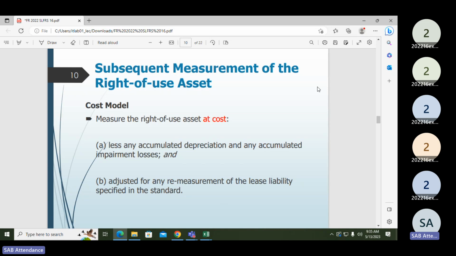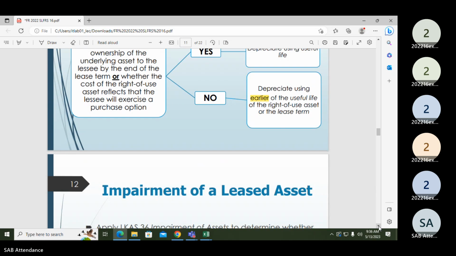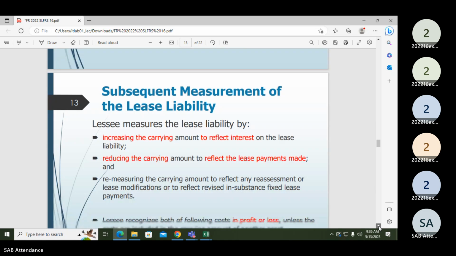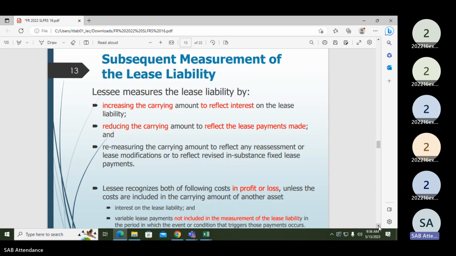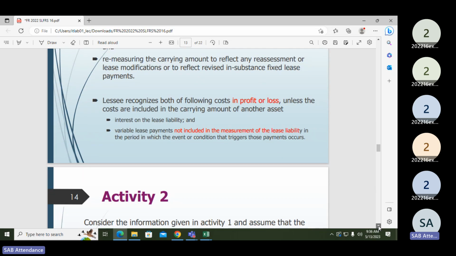Then under the cost model, we normally deduct the accumulated depreciation and, if available, any accumulated impairment losses. You know that cost minus accumulated depreciation is usual, but if an impairment loss is there, that is a write-off, and that also you can deduct. Same as PPE, that is applicable. Then the lease liability, subsequent measurement. Okay, that is quite straightforward.